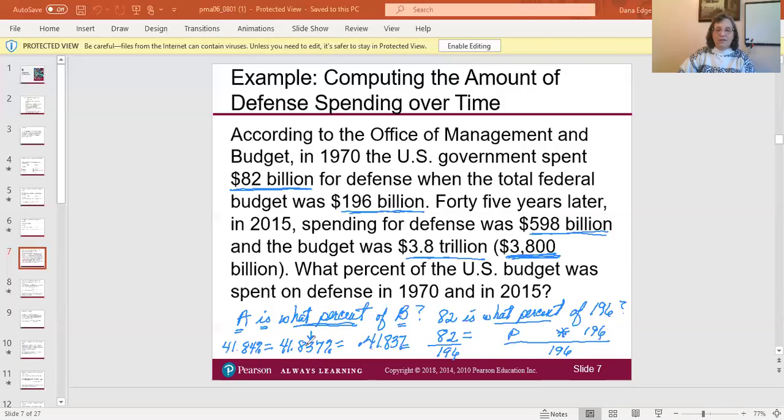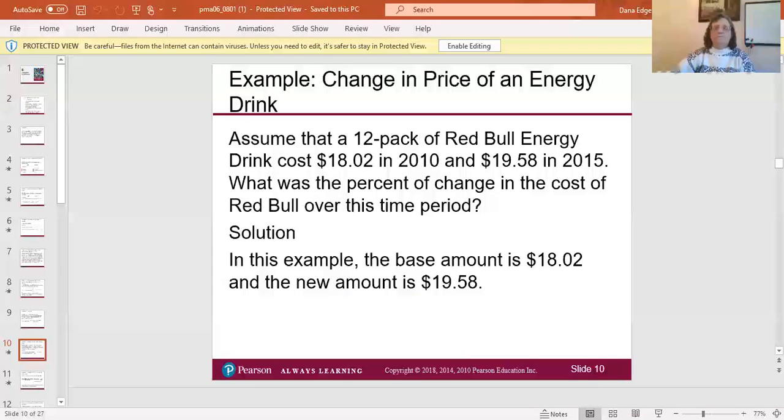If they just wanted 1 decimal place, it'd just be 41.8 because the 3 is smaller than a 5. If they just want an even percent with no decimal places, then it would be 42%. Here's another example. A change in price of an energy drink.